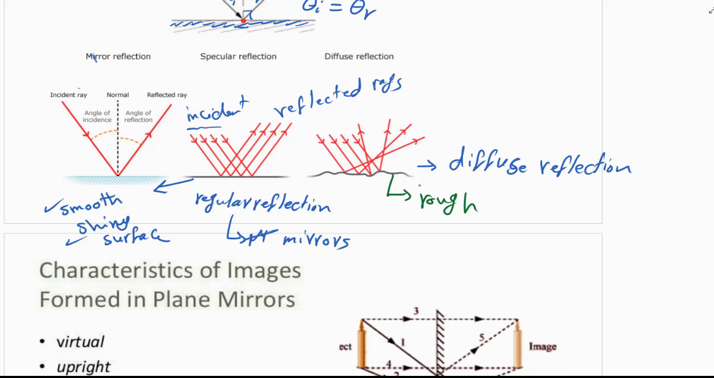So if the surface is rough and uneven, in this situation diffuse reflection takes place. What is so unique about diffuse reflection? The reflected rays are not parallel to each other. So about this diffuse reflection, the reflected rays are not parallel.